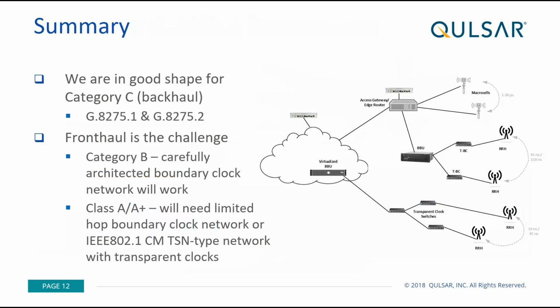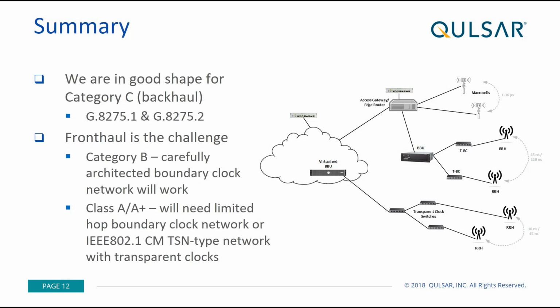So to summarize, the Q Engine solutions are perfect for providing the category C backhaul synchronization, the 1.36 microsecond requirement, and as we just showed, are more than capable of achieving the 110 nanosecond category B requirement as well. As we move towards the even tighter requirements, the 45 nanosecond and eventually the 10 nanosecond requirements, that will require some additional optimizations both at the network level and the equipment level.